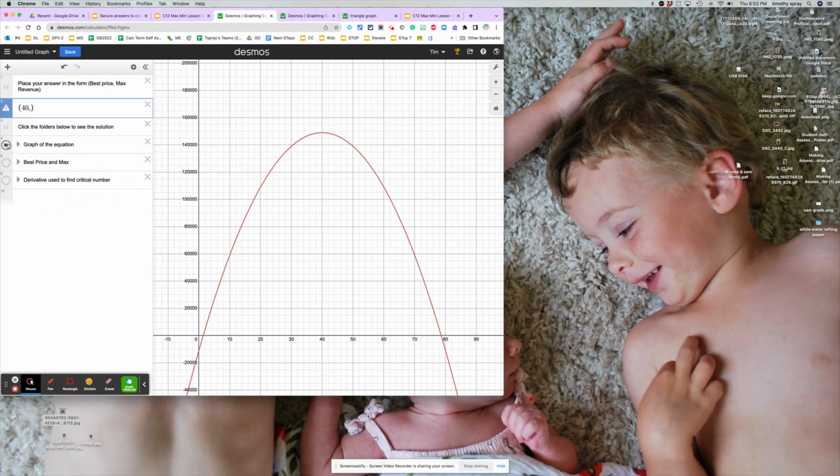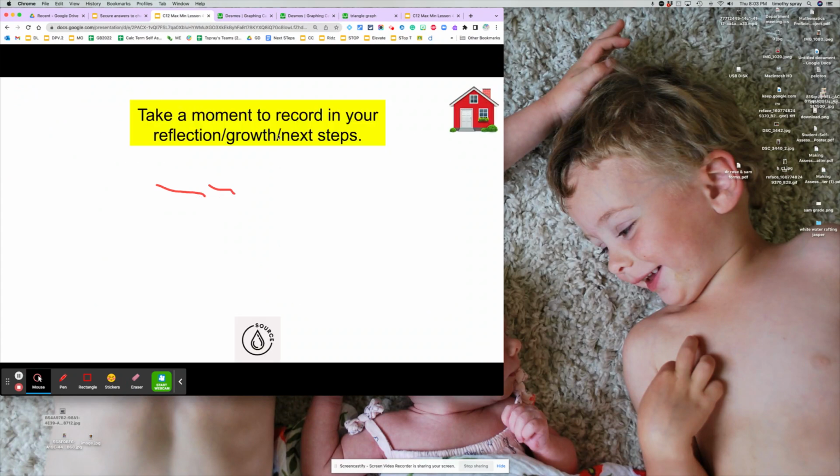I'm going to graph that. That graph is given for us. The best price is right up there at 40, 149,000. So I didn't take the time to find that coordinate, but we'd simply find that coordinate by putting 40 back into the original equation. So as you can see, that's a pretty quick one.